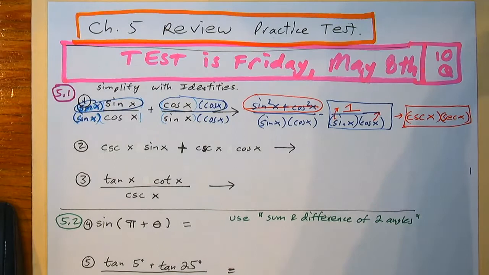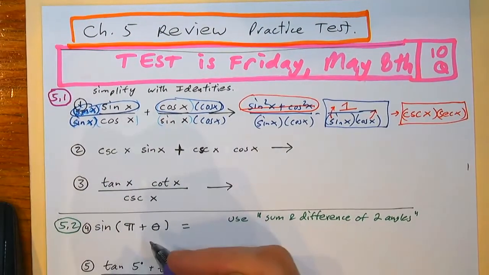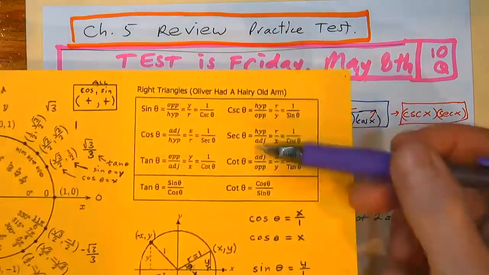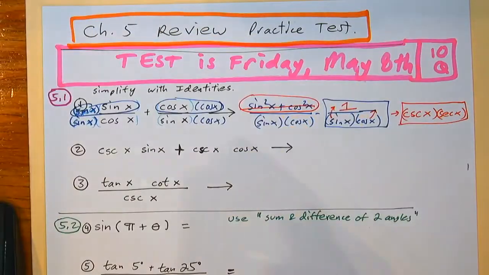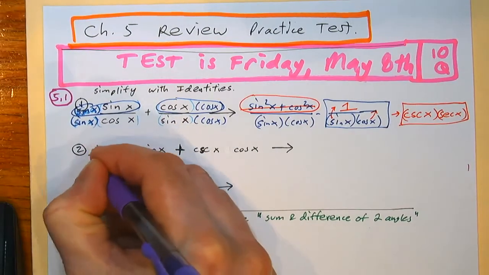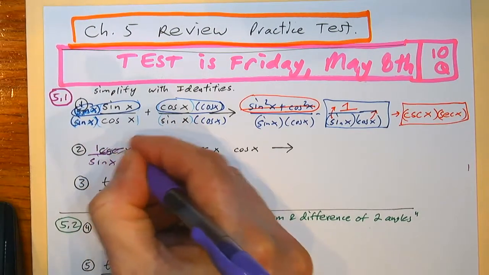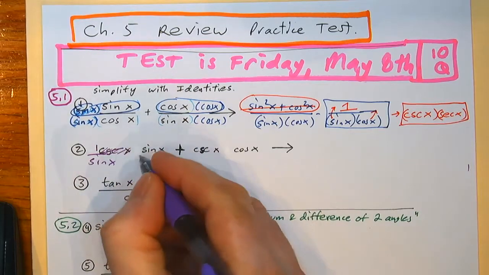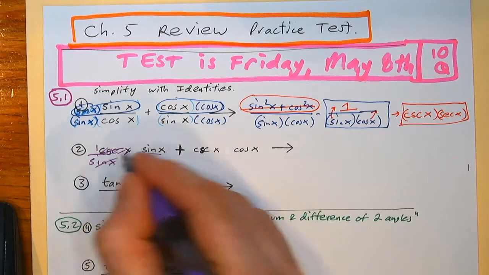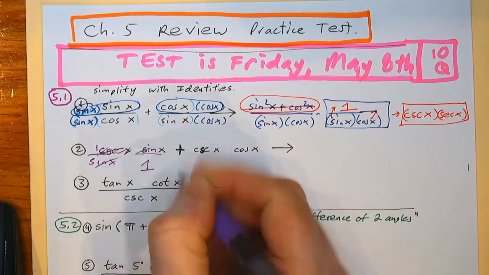Okay, for the next one, what should I do here? Once again, one of the best strategies is just using these guys up in here. What if I said, cosecant, I can write that as 1 over sine. I'll just change him. And why did I do that? Because wait, sine over sine, that's the same thing. That would just cancel out to a 1.